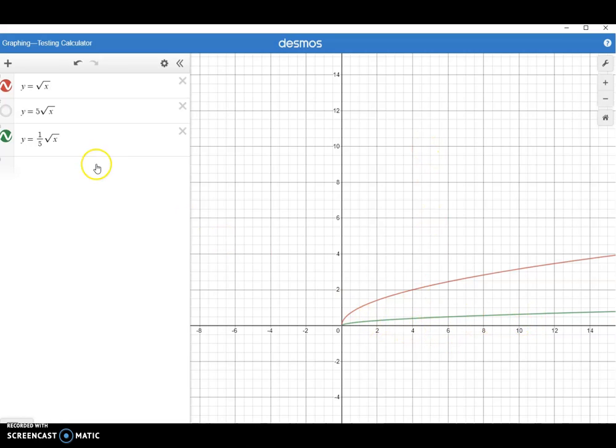So there you go. If this number is greater than 0 but less than 1, it is a vertical compression. And whenever it's greater than 1, it is a vertical stretch. Again, this happens if your numbers are multiplied but outside of the parentheses. In this case, outside of the radical sign.